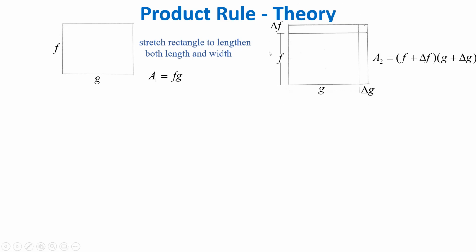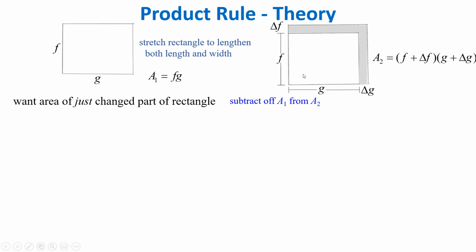Then the area for the new rectangle, I'll call that A sub 2, would be length times width, or f plus delta f, times g plus delta g. And if we wanted to find the area of just the part of the rectangle that changed, and I'll highlight that, then we could get that area by just subtracting the two, like finding A2 and then subtracting off A1, this piece right here. Now I'll call this grayed out area, the changed part of the rectangle, A delta. And as I said here, we would get that from doing A2 minus A1. A2 being f plus delta f times g plus delta g, minus A1, which is f times g.